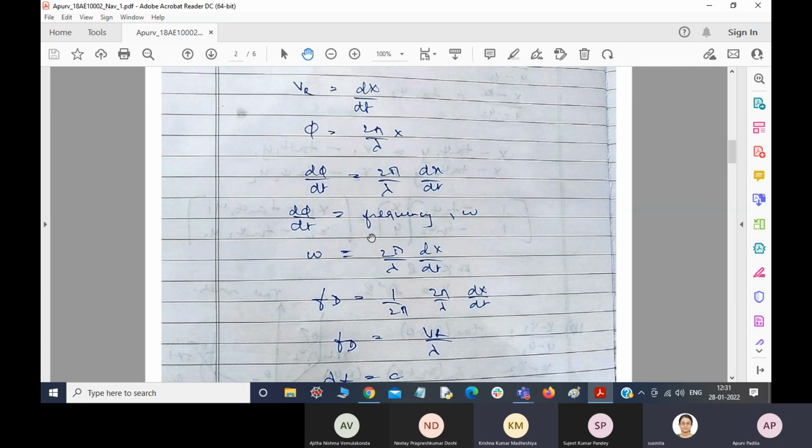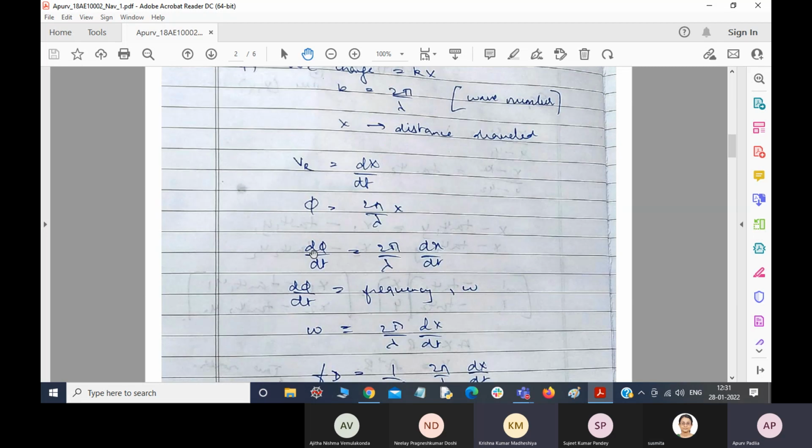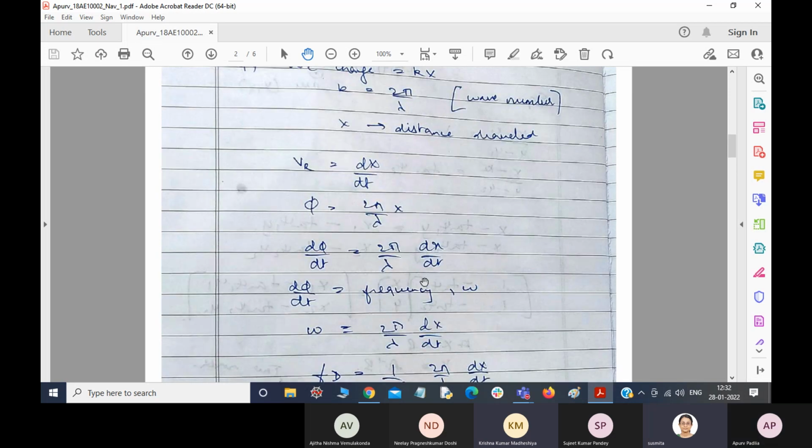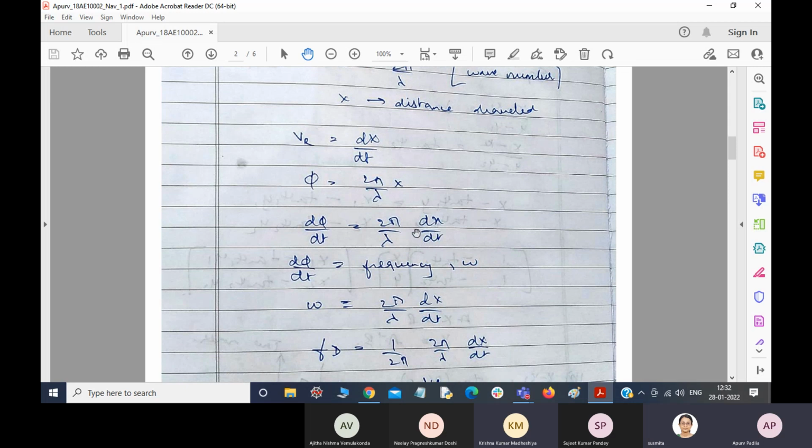Are you saying that because phi was the phase change? Phi could be the phase change even if there is no relative movement between the user and transmitter. Phase will change, correct? Yes, ma'am. I put this as Vr in this equation when I used dx by dt. Yes, ma'am. But that is relative velocity.